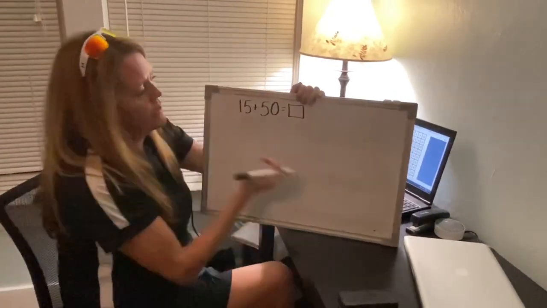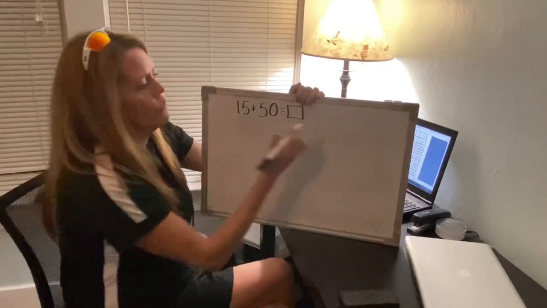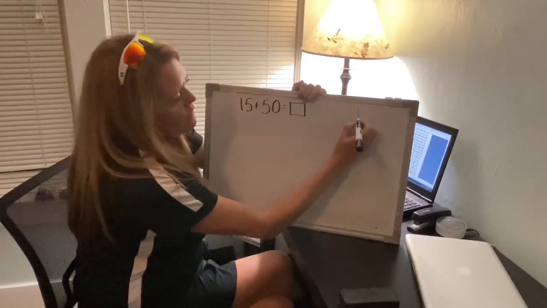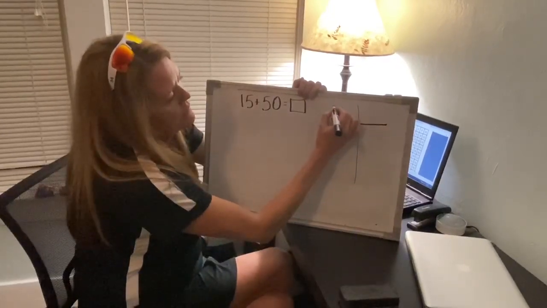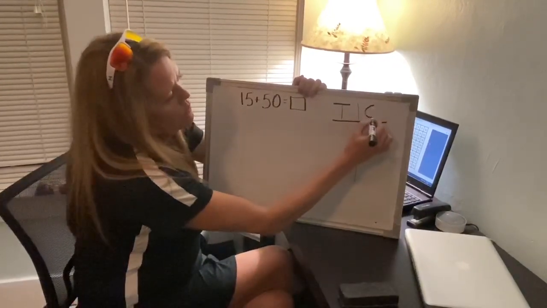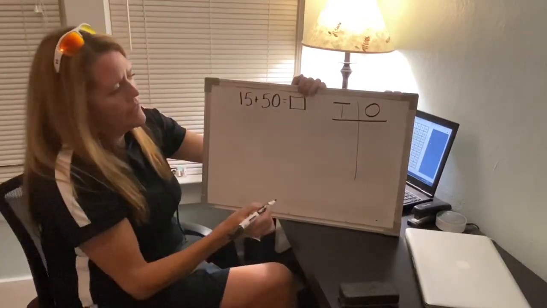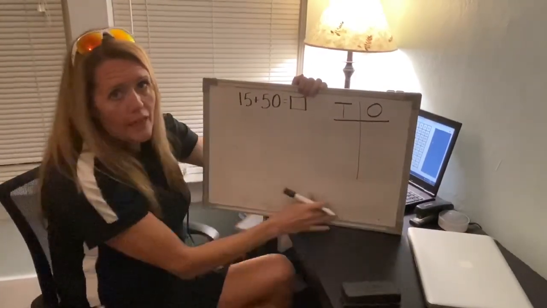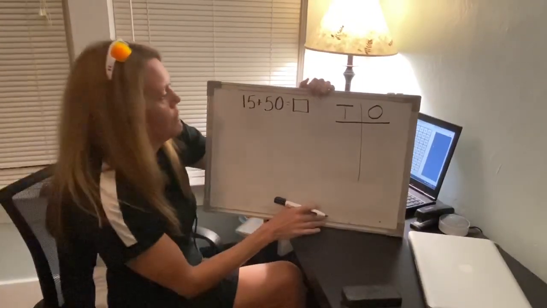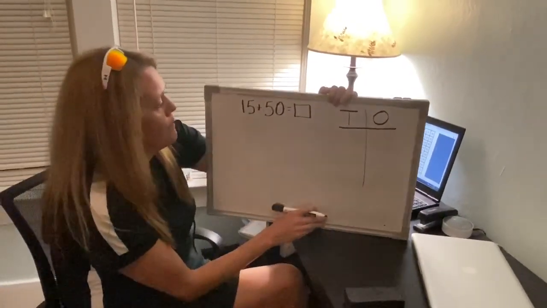So just to remind you what we did yesterday, I'm going to go ahead and draw the organizer. I'm going to have my T chart here with my T here for the tens place and my O here for the ones place. That way when I build my numbers, I can keep all my tens here and all my ones here. And it'll be nice and organized and we can keep up with everything. So I'm going to go ahead and build a number.